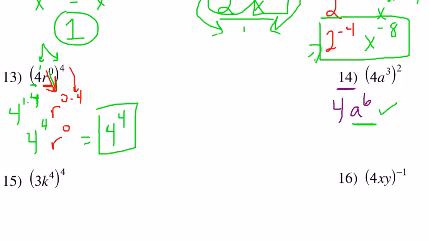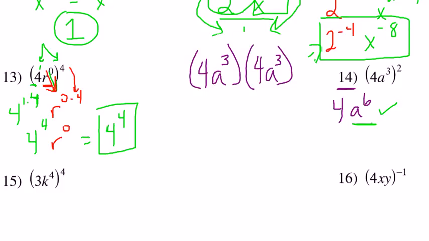Now remember, when we square something, what does that really mean? If I take 4a cubed and I want to square it, that just means I'm literally going to multiply it by itself again. So if we had this right here, isn't this just the same thing as the product rule we did in one of our other videos? I believe that it is. Look, I've got the same base here, the same base here. So keep your base and add your exponents. That's a 1 and that's a 1. Keep your a's and add your exponents.